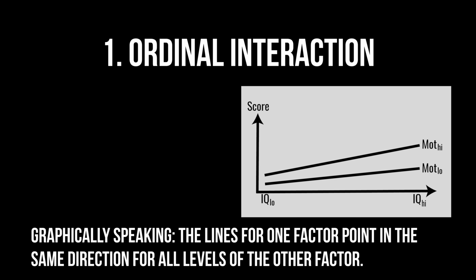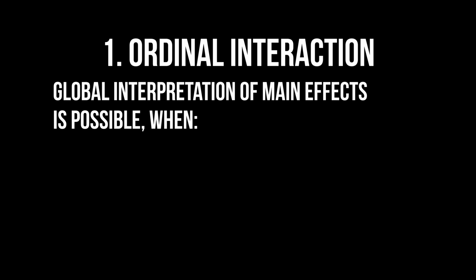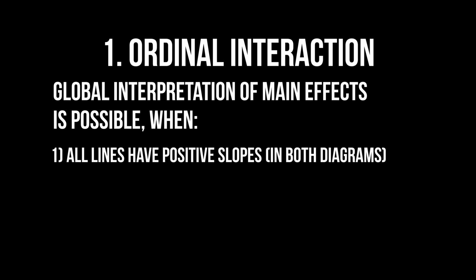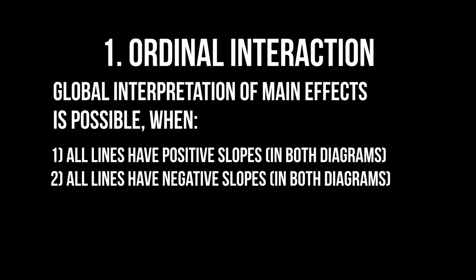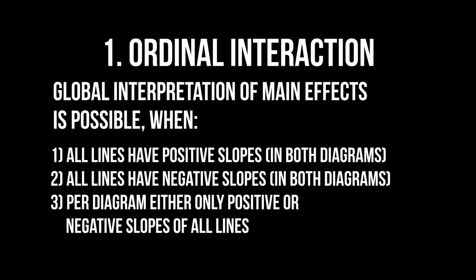At the same time, with an increase in the other factor, the score increases or decreases. In this example, a higher IQ results in a higher score. In such a case, in addition to the interaction effect, the main effects can be interpreted globally, assuming sufficiently small p-values exist. In summary, a global interpretation of the main effects is possible with an ordinal interaction in the following three scenarios. 1. All lines in both diagrams are ascending. 2. All lines in both diagrams are descending. Or 3. In one diagram all lines are descending, while in the other all lines are ascending.